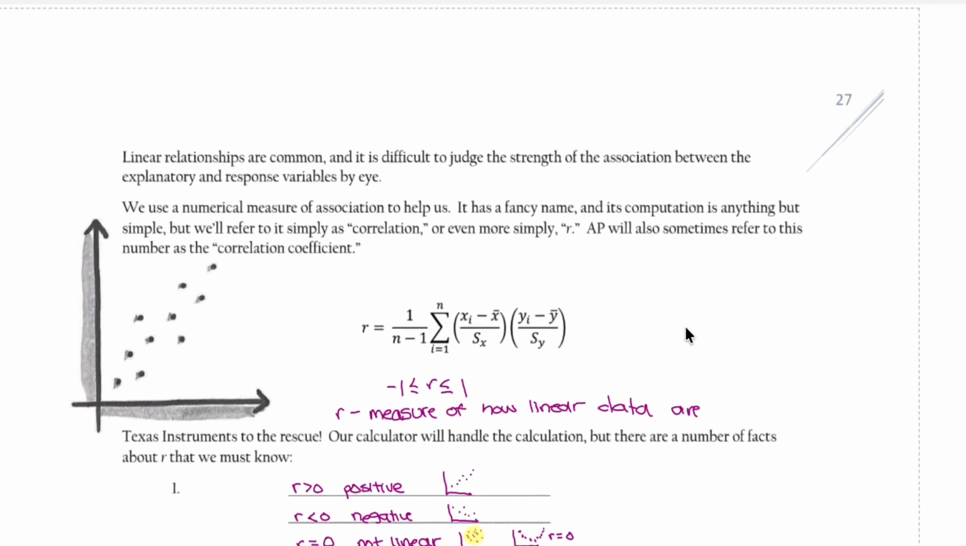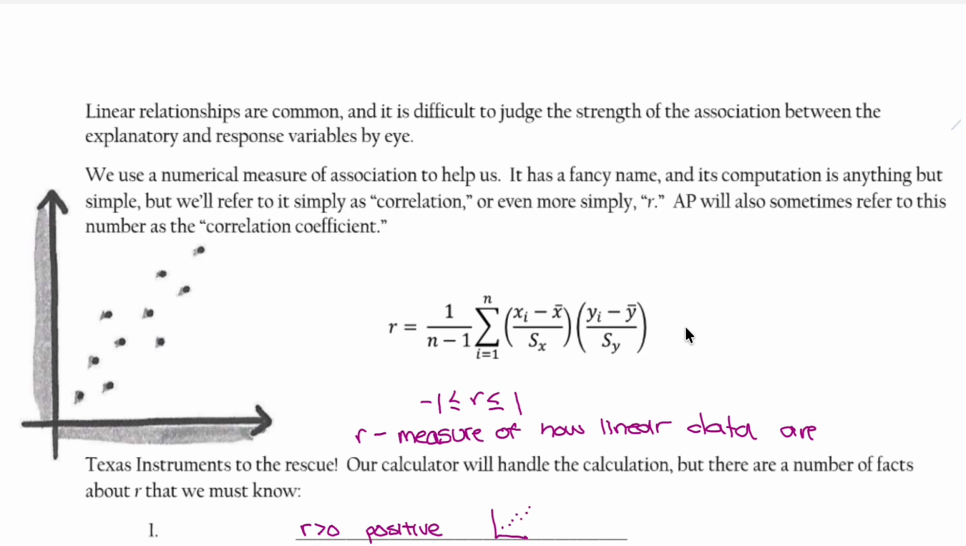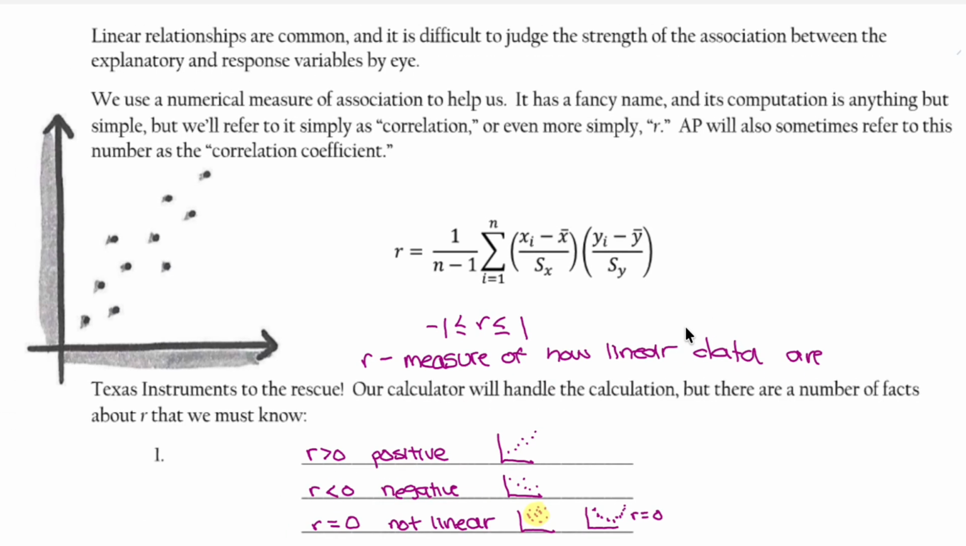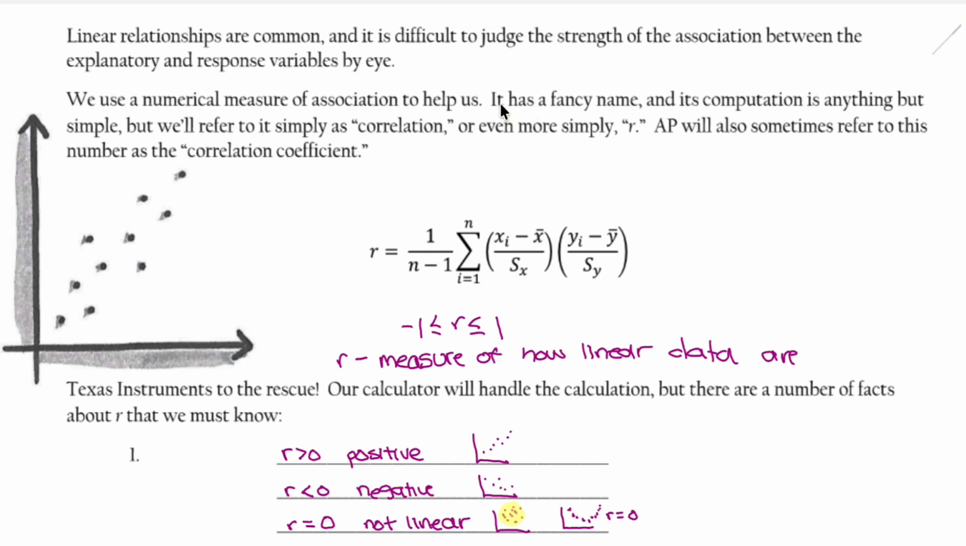So linear relationships are common, and it is difficult to judge the strength of the association between the explanatory and response variables by eye. We use a numerical measure of association to help us. It has a fancy name, and its computation is anything but simple. But we'll refer to it simply as correlation, or even more simply, R. AP will also sometimes refer to this number as the correlation coefficient.